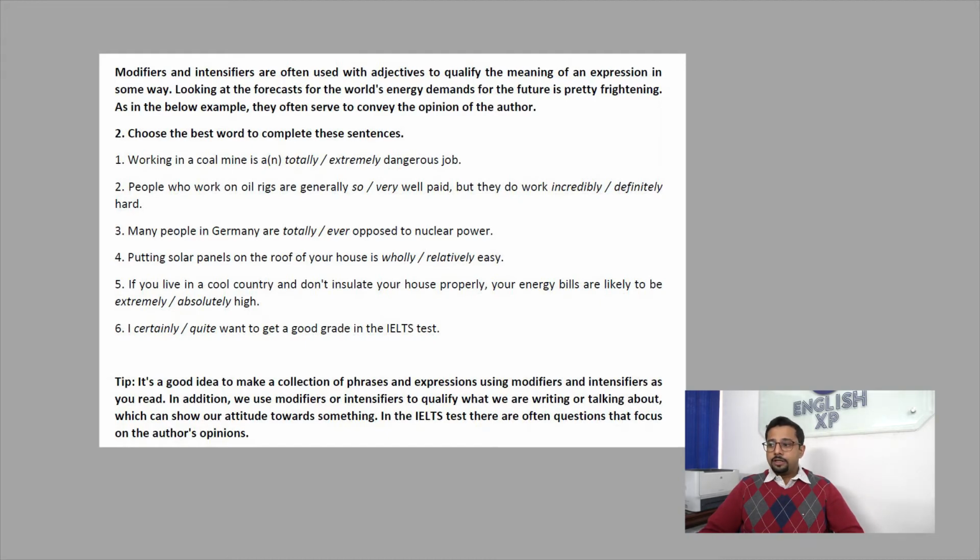Number 1, working in a coal mine is a totally dangerous job, or working in a coal mine is an extremely dangerous job. So we know that in this case, extremely would be the correct answer. Totally would not be, because totally is generally something that is fixed. अब आप totally dangerous नहीं कह सकते क्योंकि उसमें कोई fixed level of dangerousness नहीं है. It's extremely dangerous, मतलब कि बहुत ज़्यादा dangerous है. Let's look at number 2.